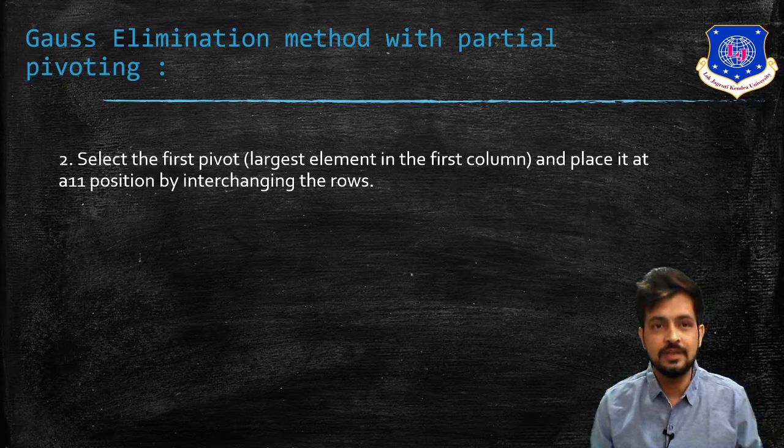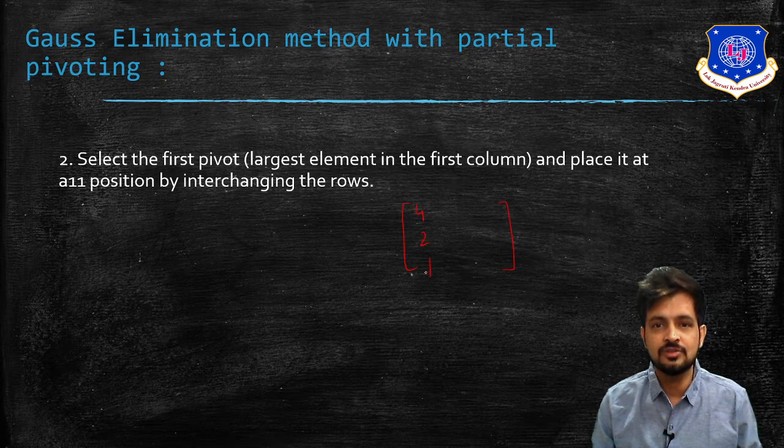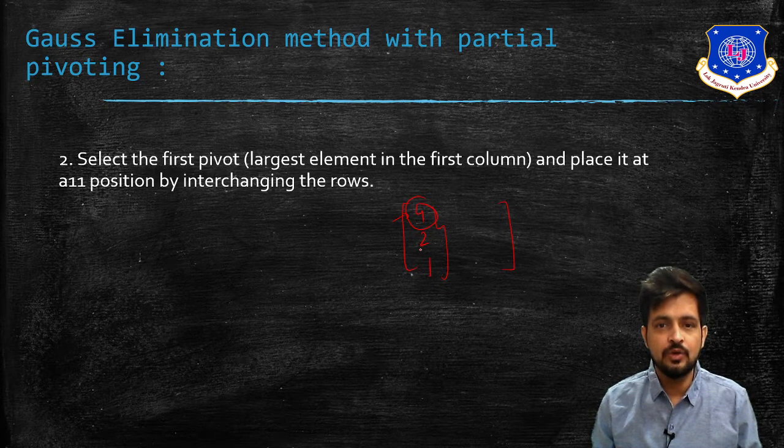See, we have to select the first pivot. Now, what is pivot? Pivot is the largest element in the first column. For example, if my first column is 4, 2, 1, then 4 is my pivot. Why? Because this is the largest of all the elements of the first column. So we have to place the pivot at A11 position. Here it is already in A11 position.